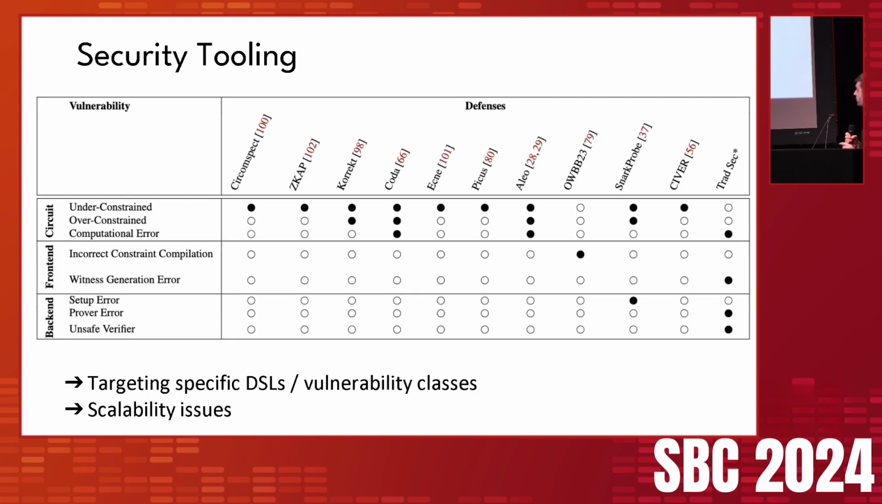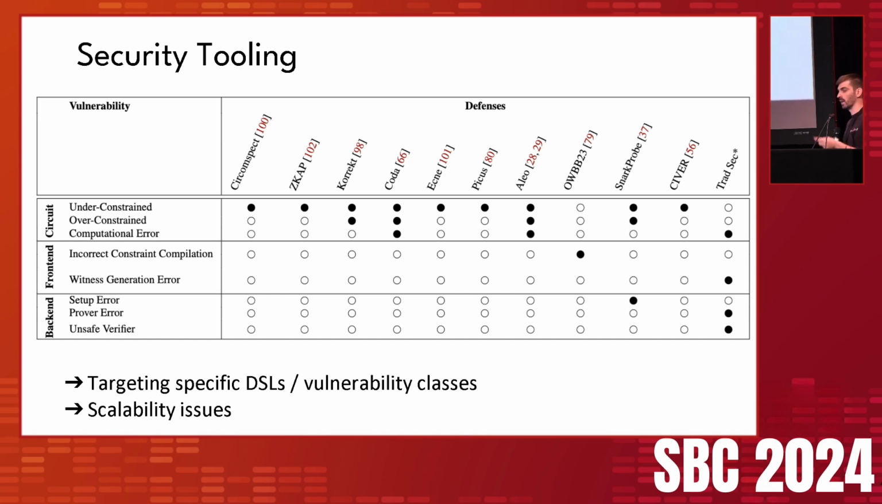Finally, I want to briefly discuss what is out there as security tooling. So people have tried to use formal methods to identify mainly circuit vulnerabilities. So we have Circomspect and ZK-app, which are basically static analyzers for Circom. Then we have Coda, which is a static analyzer that also uses SMT solvers to identify bugs in Halo2.